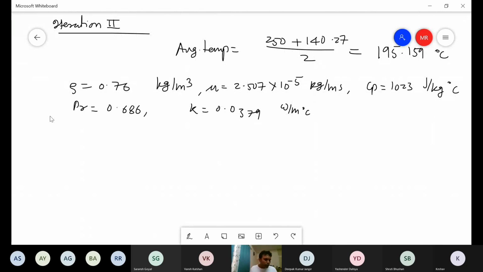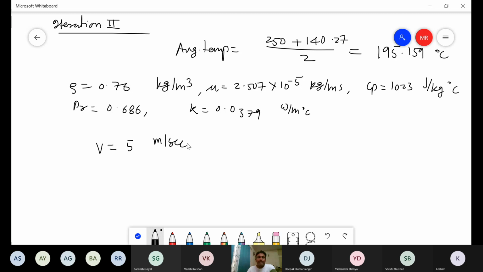So the first correction we have to do is the velocity v, given as 5 meter per second. That is at the average temperature, and remember this is the average velocity we have taken, even across the bank of the tubes at that particular temperature. But now the temperature is changed from 250 to 195.159, and therefore this velocity is also going to change.